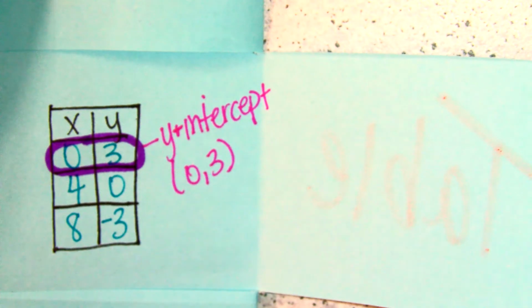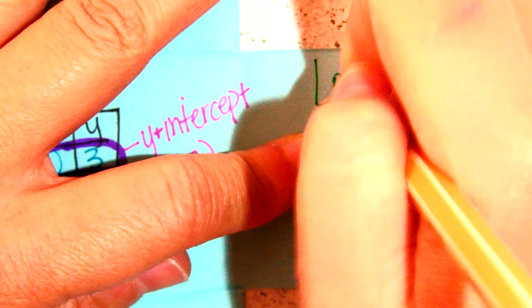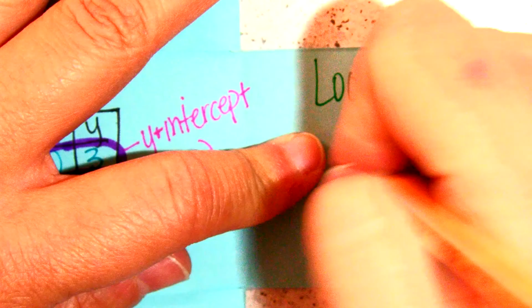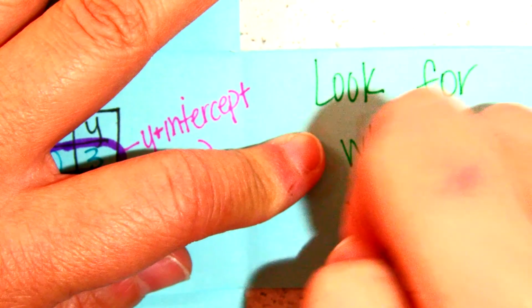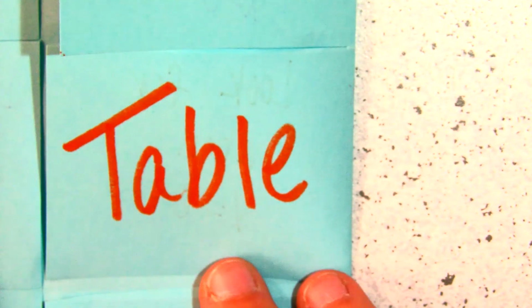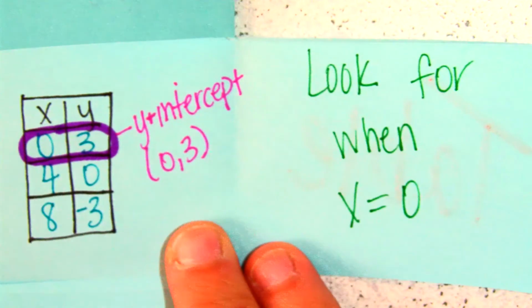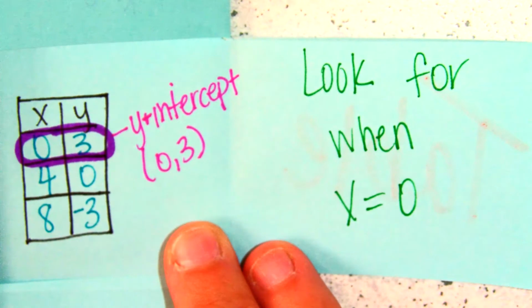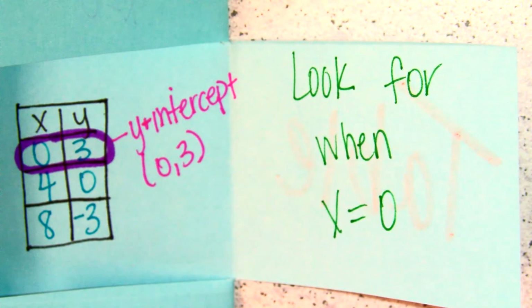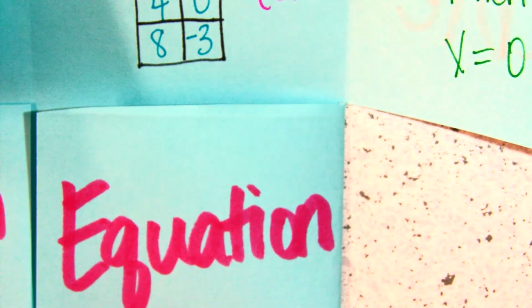So you're looking on the table for when x equals 0. Okay, so on a table, when we're trying to find the y-intercept, we look for when x equals 0. All right, again, we're going to do equations another time, so we will not do this in this video.